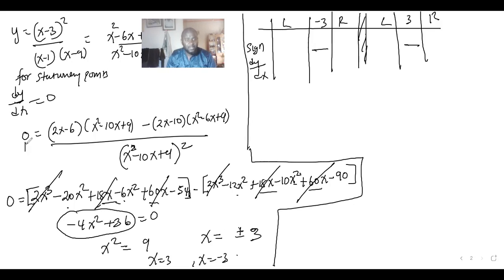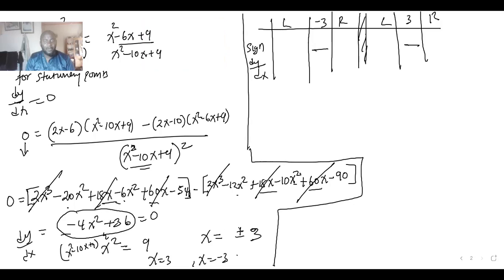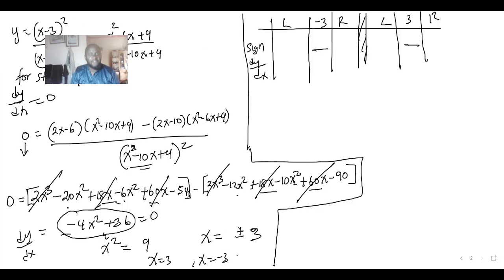So if this was still dy/dx, I had not yet put it to 0, I would still come here and say this is still dy/dx over the other denominator, this one. So the numerator, this one, is the one which determines the sign. So I was giving an explanation as to why I am investigating only the negative 4x squared plus 36.